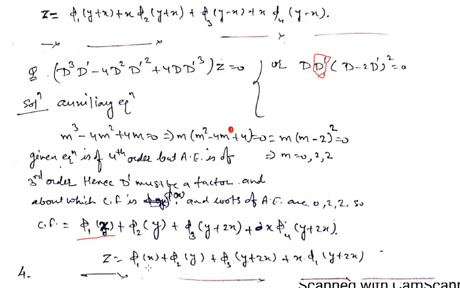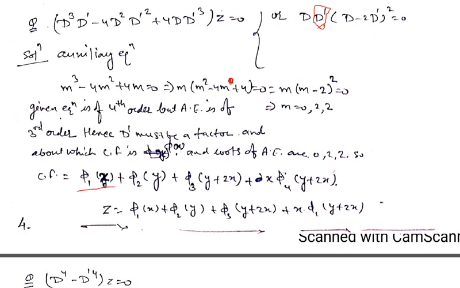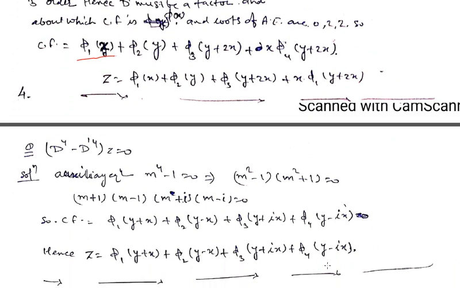So z equals φ1(x), the φ1(x) is about D', and φ2(y), this is about D, plus φ3(y + 2x) and x φ4(y + 2x), this is about (D − 2D')². This is the complete solution. And let's take one more problem.